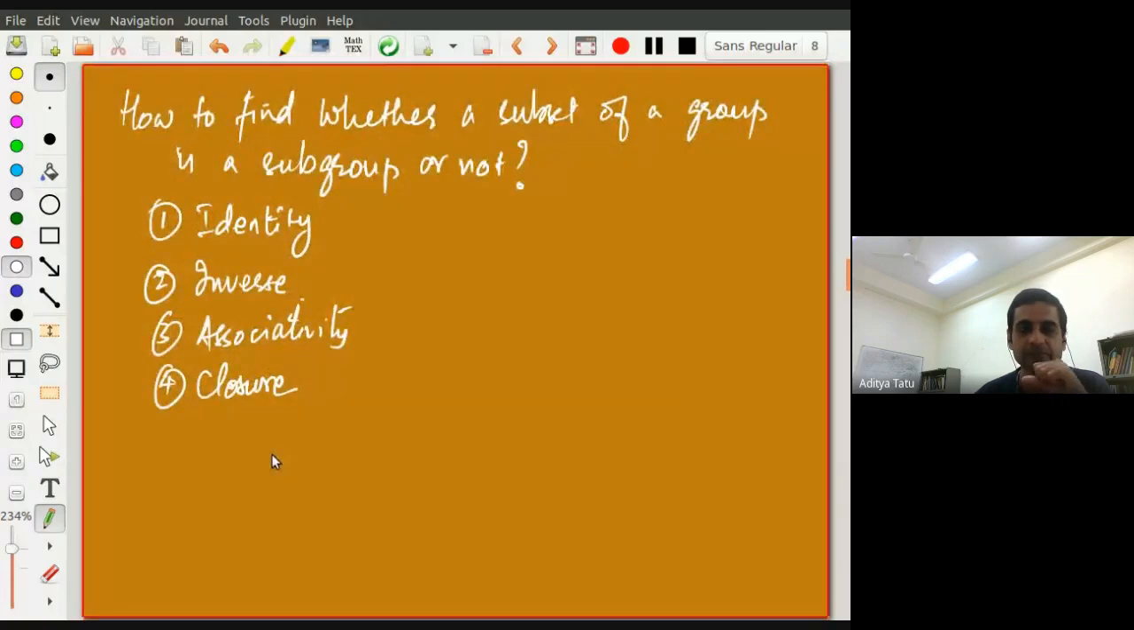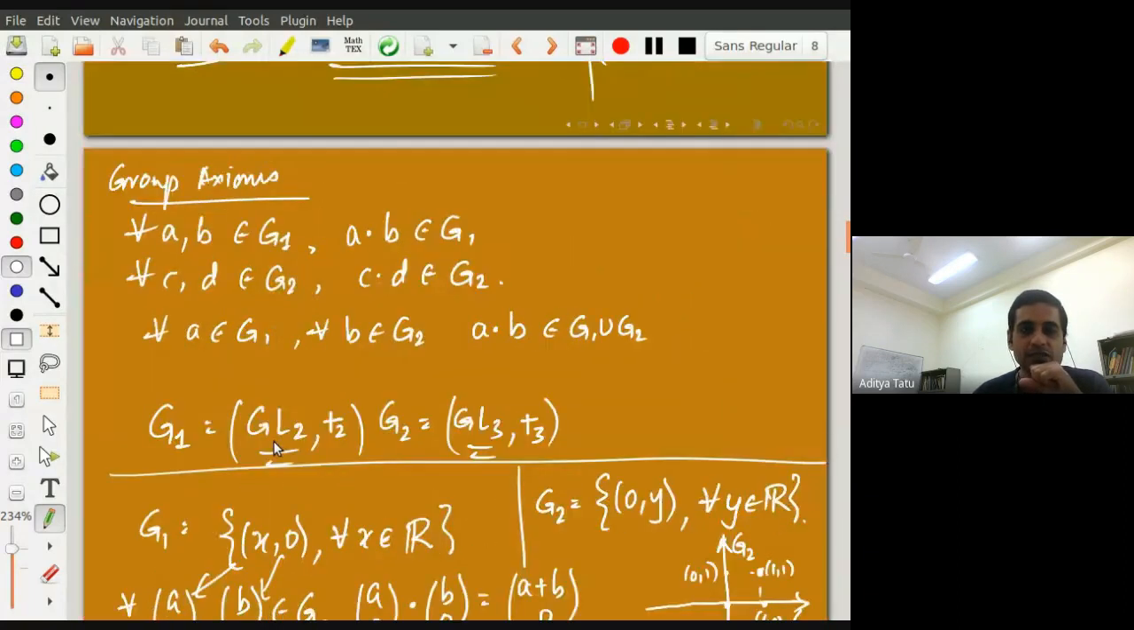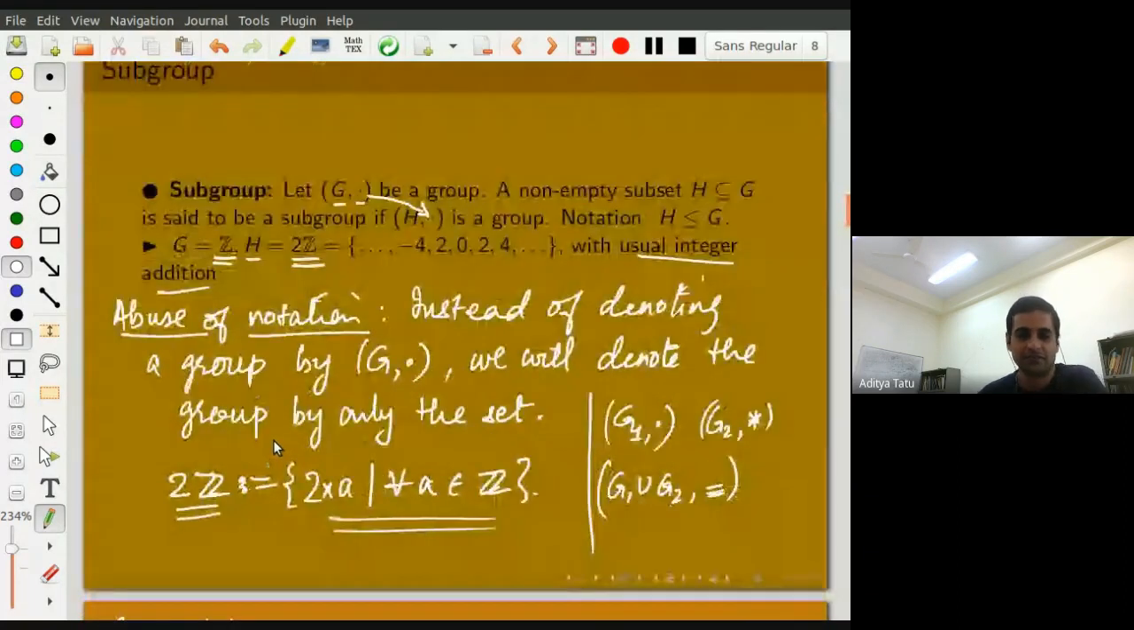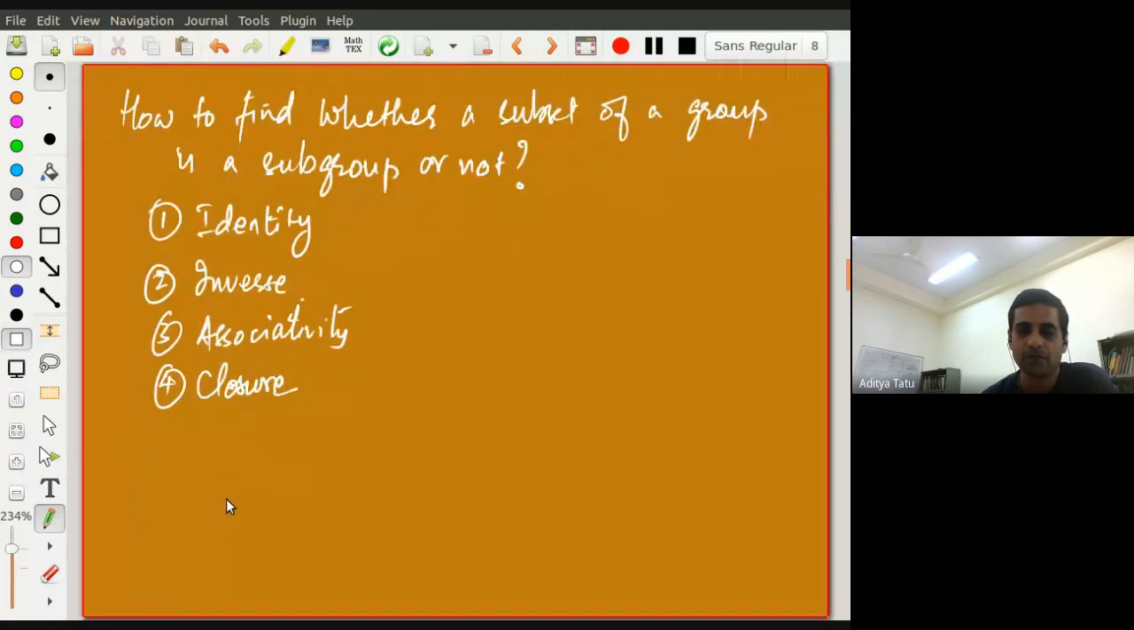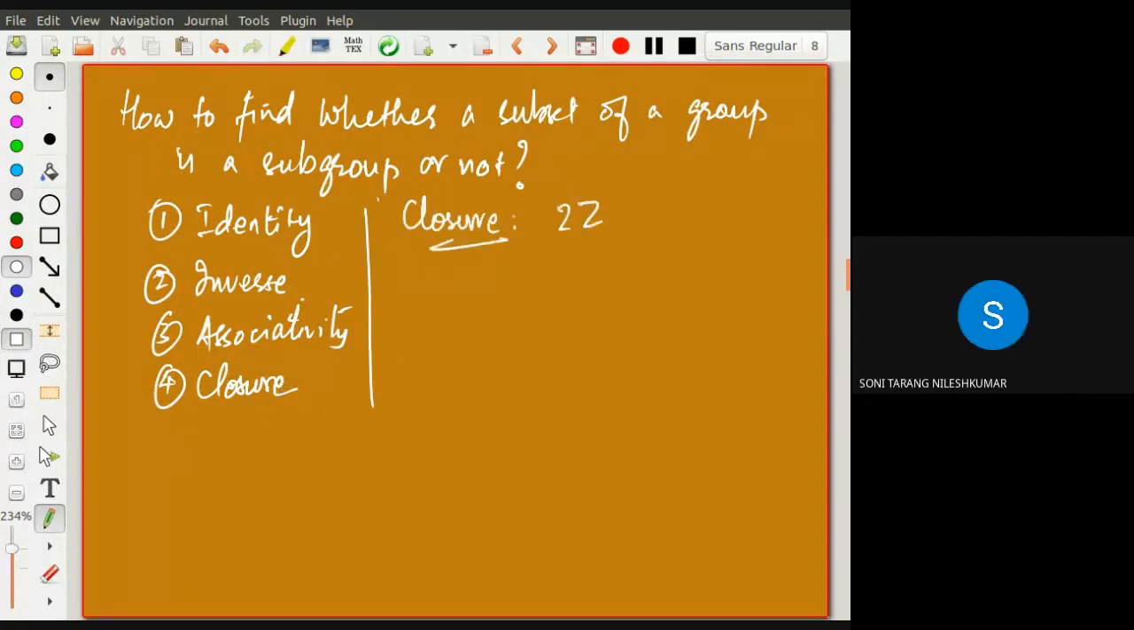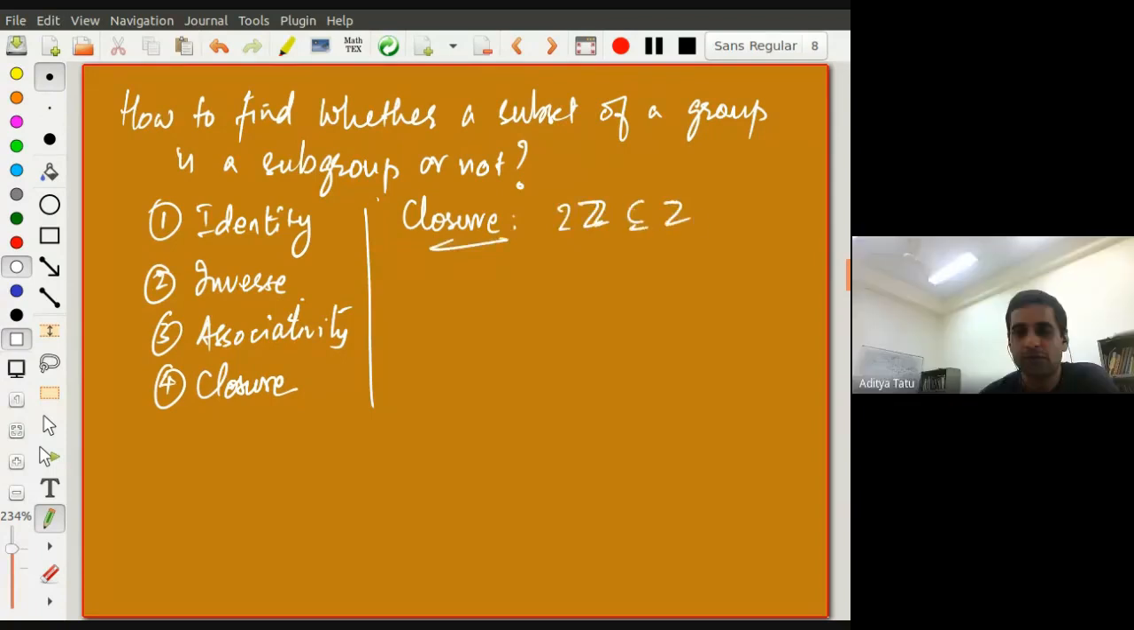Right, so let's quickly hear from you, how would you prove whether this is a subgroup or not? Closure? Let's first take up closure. The addition of any two even numbers will be an even number. Yes, but we'll have to prove it, right?